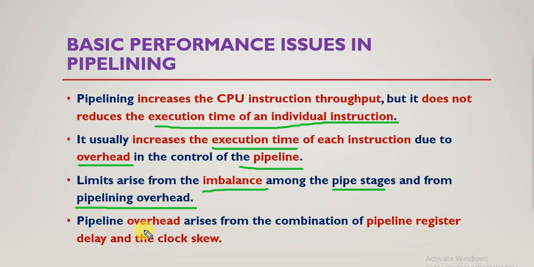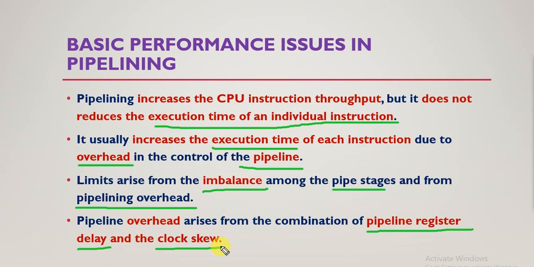Now the pipeline overhead arises from the combination of pipeline register delay and clock skew. First, the pipeline register delay. There is a pipeline register placed between different stages. If some operation gives its result to the pipeline register and it cannot hand over that input to the next stage, there will be some delay. Automatically one stage will be cancelled in that particular clock cycle. That clock cycle will be wasted.